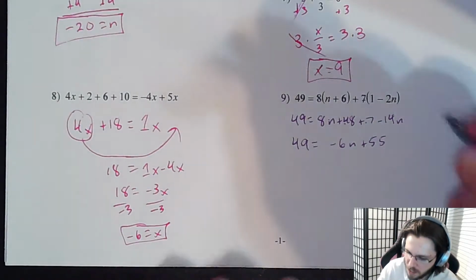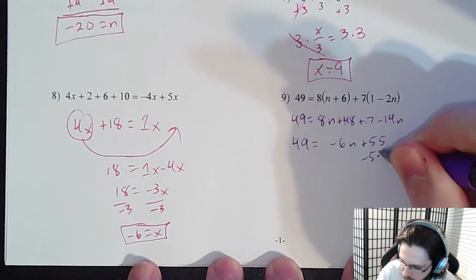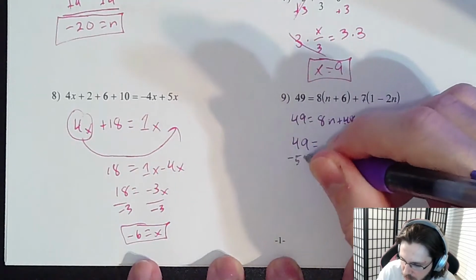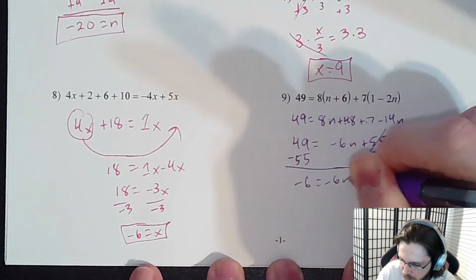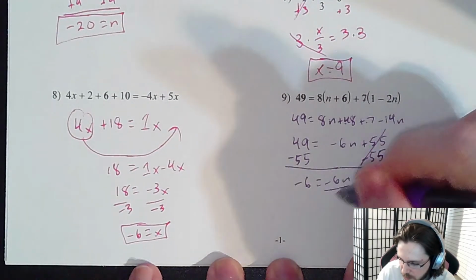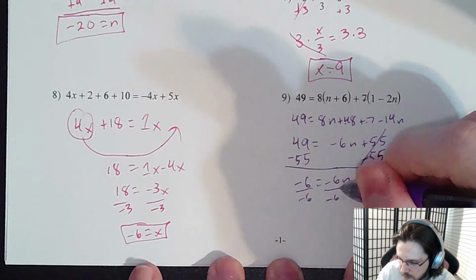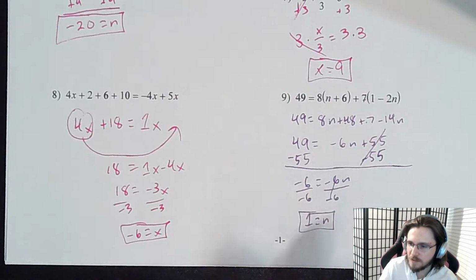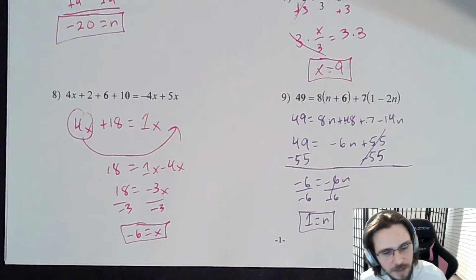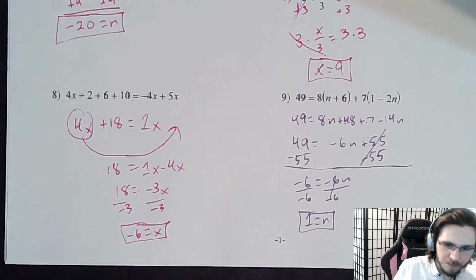Get that n by itself. Subtract 55 on both sides of the equation. -6 equals -6n. Divide both sides by -6. We're finally done. 1 equals n. I always like it when an answer equals just 1 by itself. I think it comes out nice and pretty.